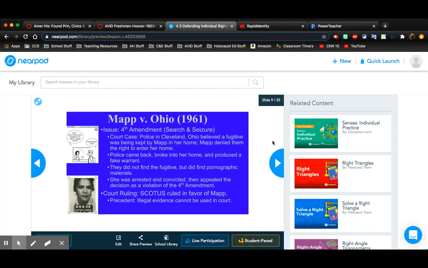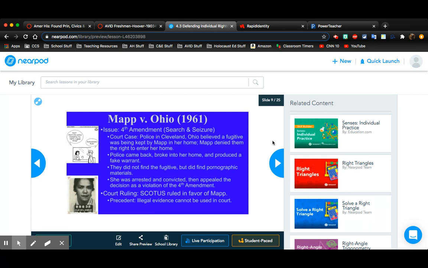So there's this lady whose last name was Mapp in the state of Ohio, who was accused of harboring a fugitive. So police showed up and said, we need to search your home. And she said, no, I'm not going to let you do that. You need a warrant. Police came back later without a warrant, broke into her home, and did not find the fugitive. However, did find explicit content, which at the time was illegal to own. And so she was arrested for this, convicted, and then she said, "No, this doesn't seem right."